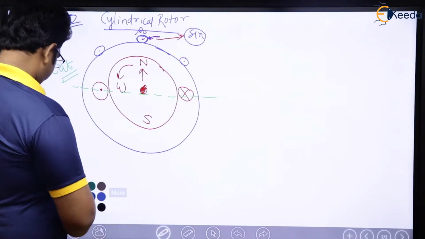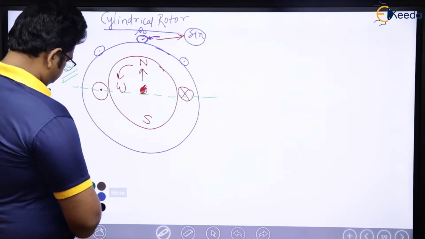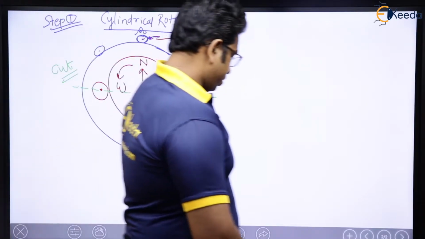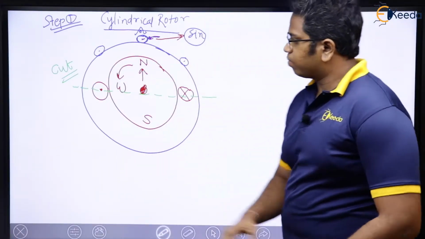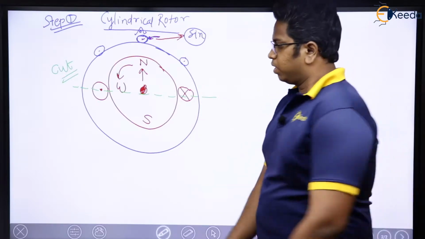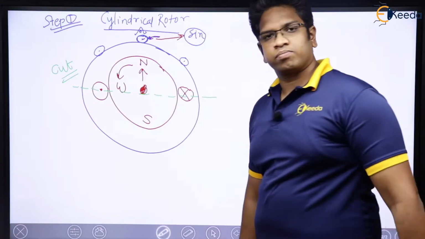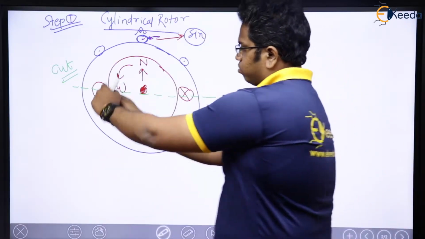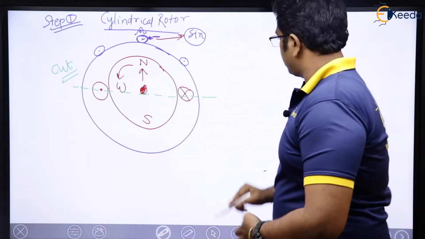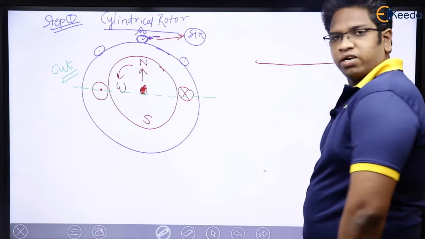what is going to happen? See here. I am going to make a cut over here. Cut this from here and then just open it like this. Cut this from here, open it like this. The moment I open it, I'll make it like this in a straight way.